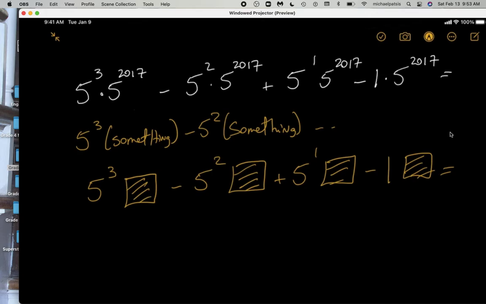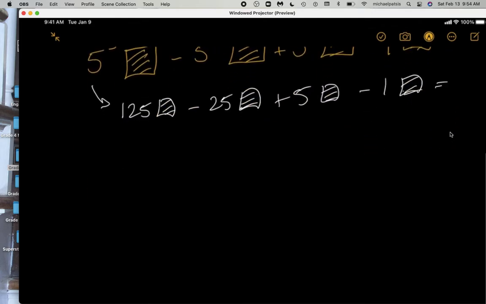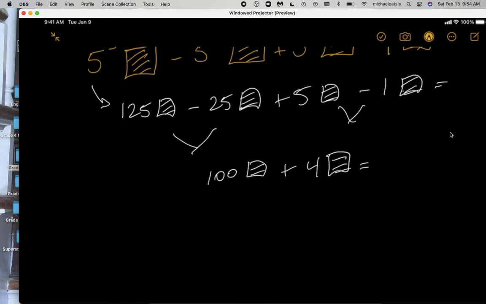So now what do I do? I simplify. 5 to the third is going to be 125 cinder blocks minus 5 squared is 25 cinder blocks plus 5 cinder blocks minus 1 cinder block. This simplifies to 100 plus 5 minus 1 simplifies to positive 4. So we have 104 cinder blocks.